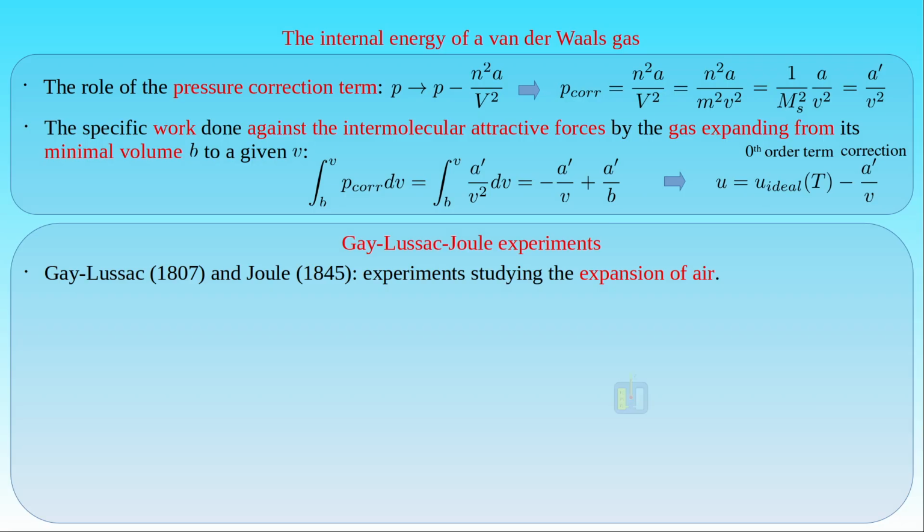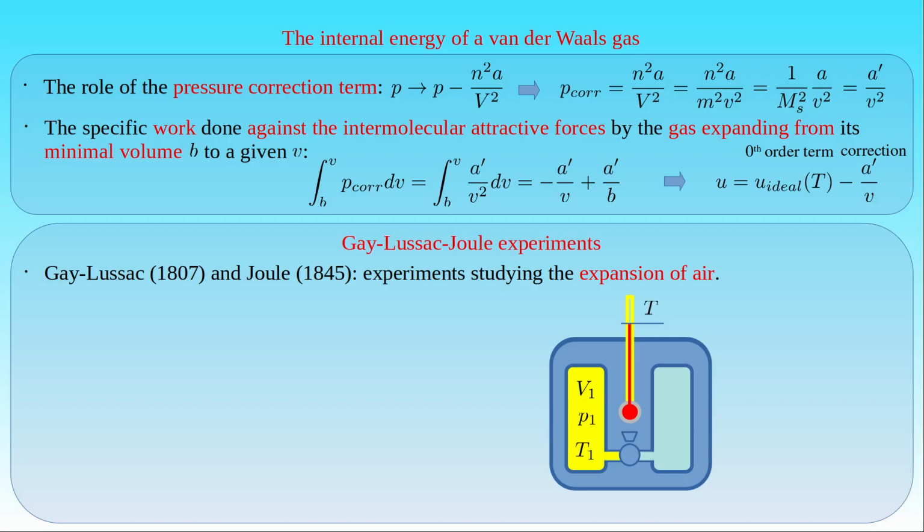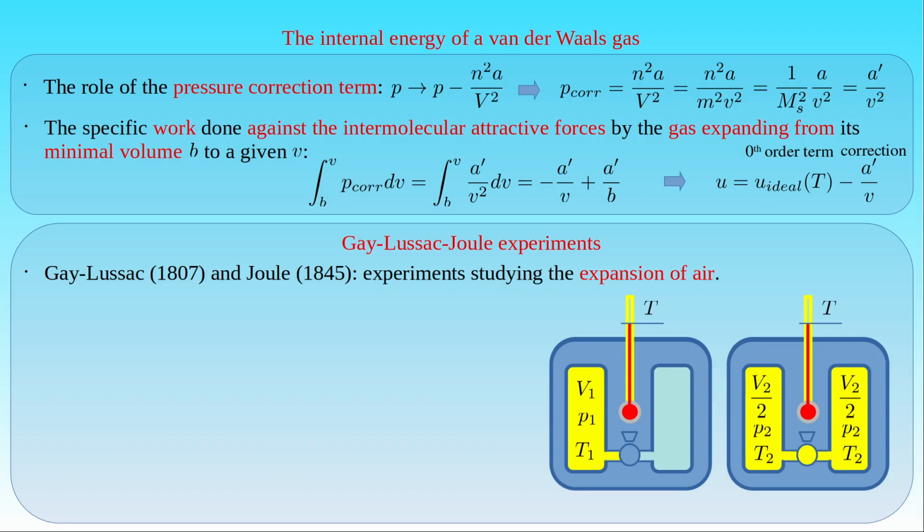The apparatus used by Joule in his experiment consists of two identical gas containers connected with a tube that has a valve, and placed into a vessel filled with water serving as a calorimeter. The valve is closed, separating the containers of volume V1, and one of them is filled with air at a given pressure P1 and temperature T1. In the experiment, the valve is opened, and the gas is free to expand so as to fill the entire volume V2 of the containers.